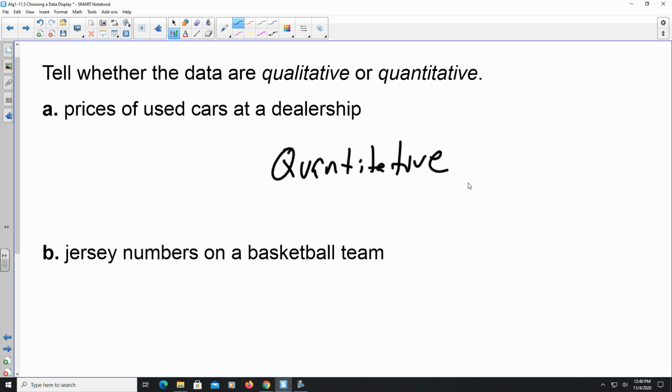For B, it's jersey numbers of a basketball team. Even though they are numbers, the number on the jersey is a symbol, not necessarily a numerical value. So this is an example of qualitative.